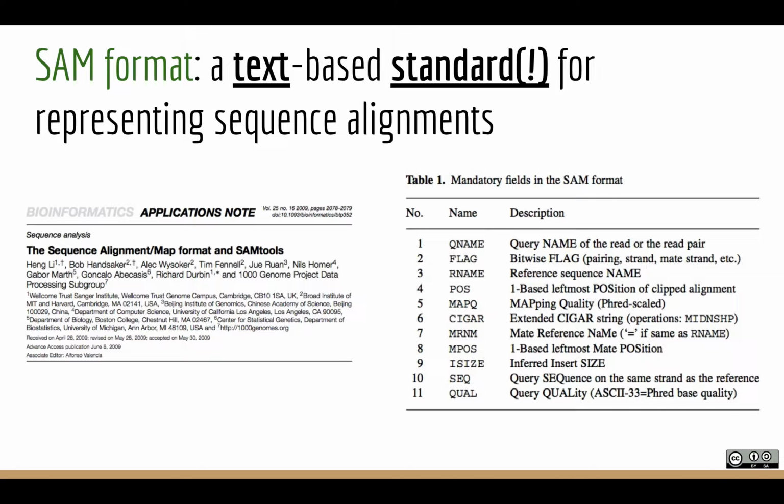SAM format is a text file. Each line in that text file has 11 columns. Okay? We're going to walk through what those 11 columns are and walk through some examples of SAM files. Okay?